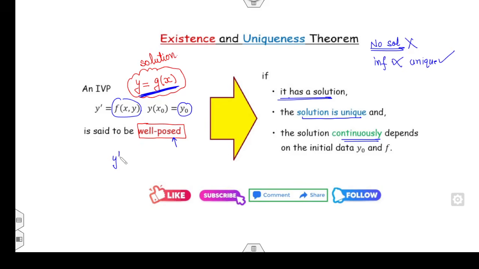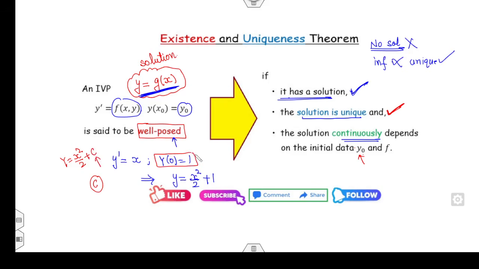Like the same example we have considered. Fine. y of 0 is equal to 1, and we have seen the solution obtained is x square by 2 plus 1. The first condition is satisfied. Fine. It has a unique solution, satisfied, and it depends upon the initial data y naught. Yes, because आपने c कहाँ से निकाला था इसका? जब आपने c निकाला था इसके लिए x square by 2 plus c, that c is dependent upon the initial condition. Fine.